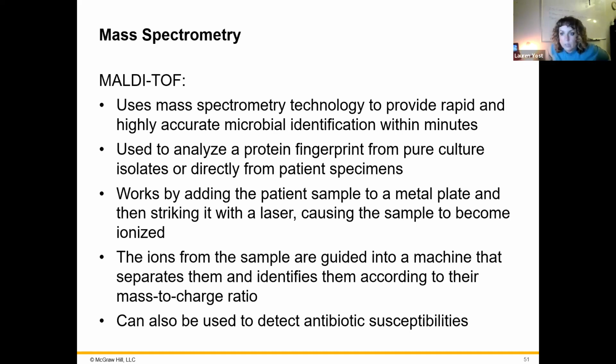Wow, that was not very eloquently stated, so I'll say it one more time in clearer words now that I have a concept. You have a patient sample, you shoot a laser at it, and you're going to get ions made, and the machine has sensors that will measure the ability of those ions to move. Based on those reactions, it can determine what the molecular makeup is of that patient sample. You can also use this to detect certain antibiotic susceptibilities.